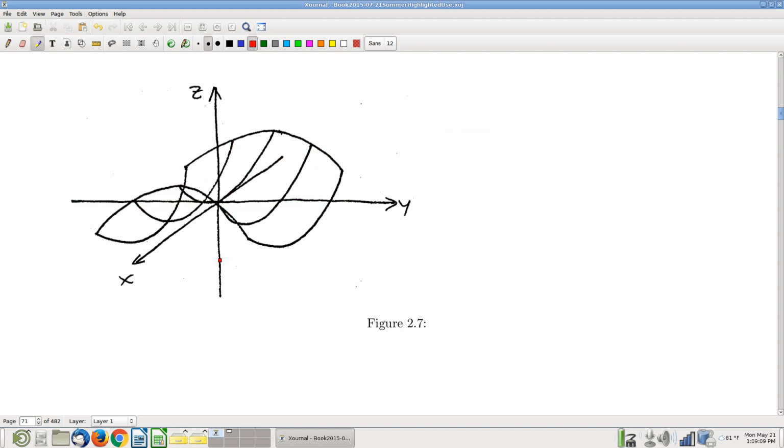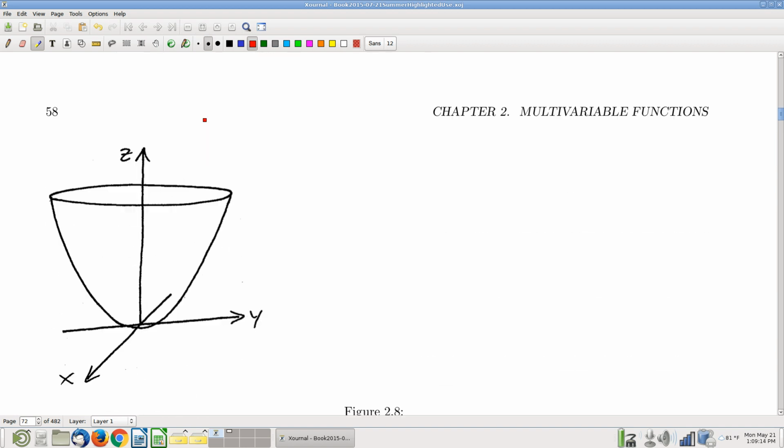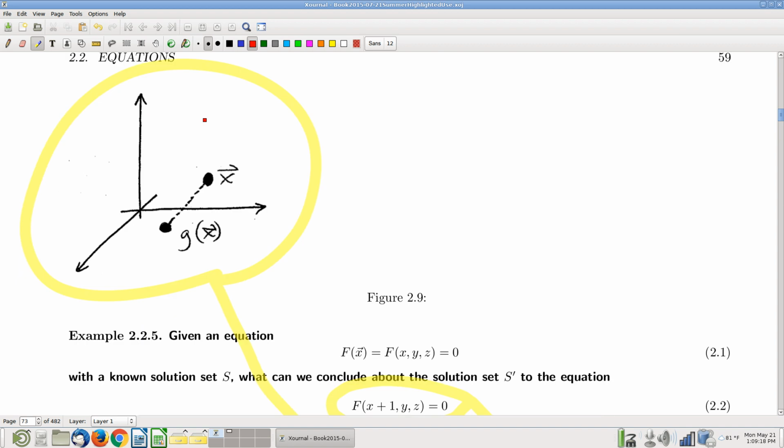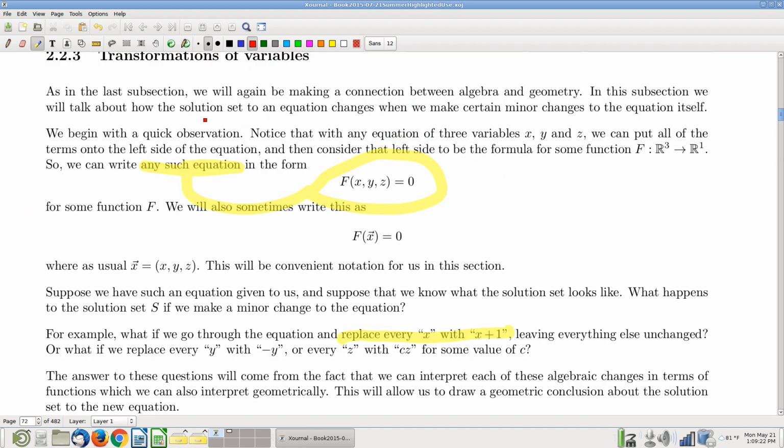All right. Several more examples in here you have to read on your own. Okay. Transformation of variables. I'm just going to go right to the picture, and actually, no, I do need to write down one other quick thing. Algebraically, a real quick observation.